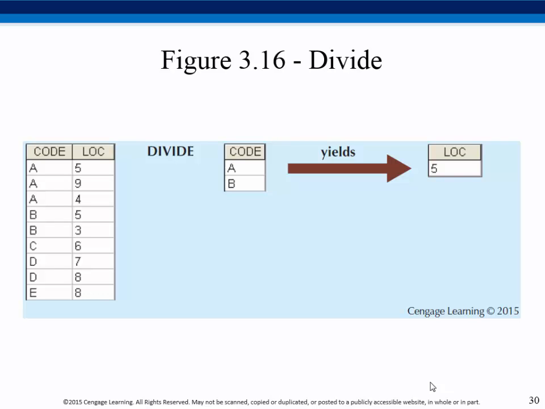Okay, a divide is an operation that uses one two-column table as the dividend and one single-column table as the divisor. Okay, in your figure here that we're looking at, the dividend contains the code and LOC columns. The single divisor contains the code column. The tables must have a common column, in this case the code column. The output of the divide operation is a single column that contains all values from the second column of the dividend, which is LOC, that are associated with every row in the divisor.